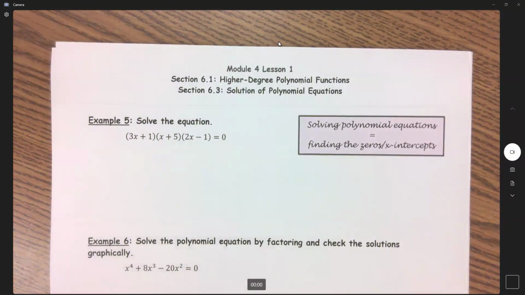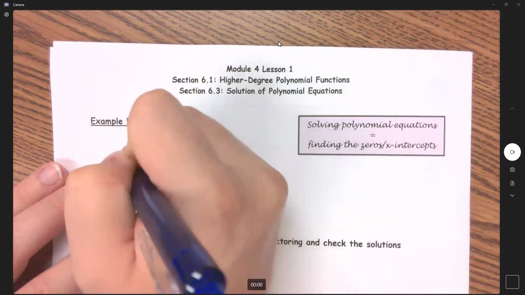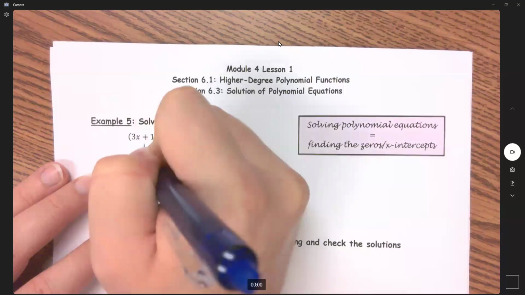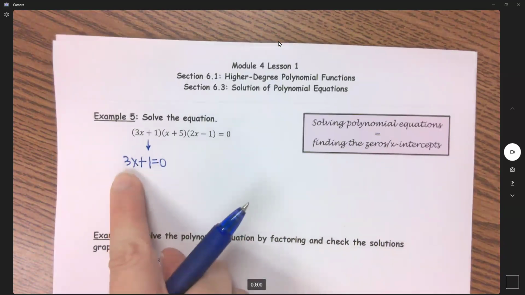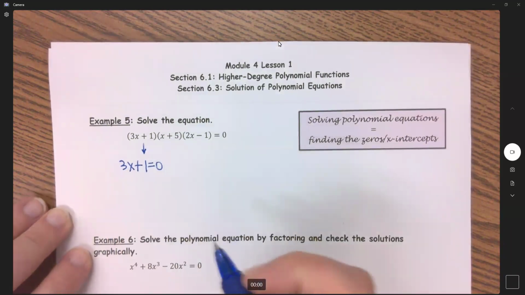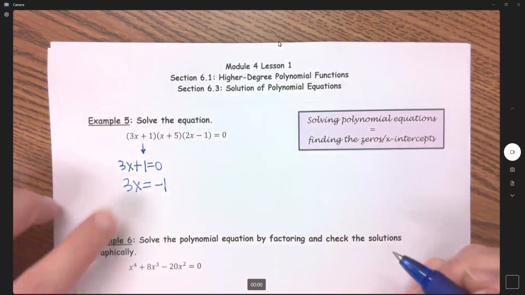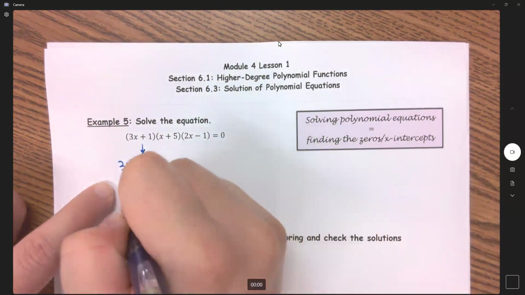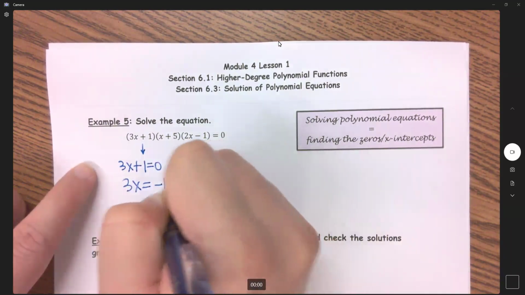So this one already being in factored form, we're just going to take all of these and set them equal to 0 and solve. So my first one is 3x plus 1 equals 0. Notice this is not going to just equal x equals -1 because of this 3 out in front. So the first thing I'm going to do is subtract that 1 over, and then I'm going to divide by this 3 right here. And so we get x equals -1/3.